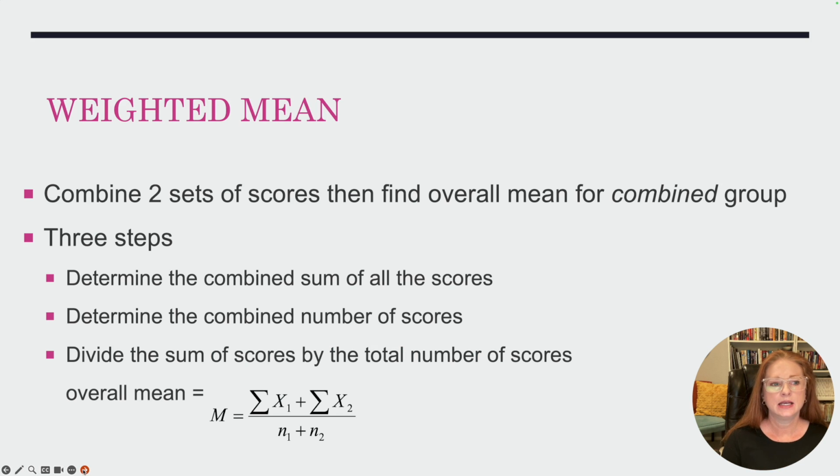Weighted mean. When we're dealing with adding up and trying to find the average or mean of different groups, we have to determine the weighted mean. Definition-wise, a weighted mean is when you combine 2 sets of scores or more, and then you find the overall mean for the combined groups. This is very important when you're trying to find the average and you're dealing with different sized participant groups.